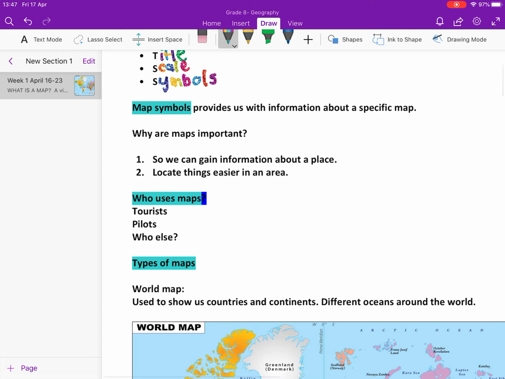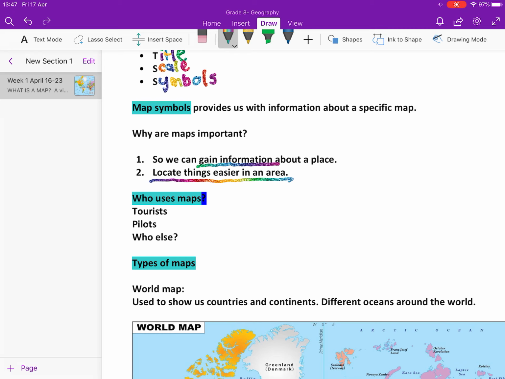Next point, why are maps important? We can gain information about a place. I don't know what can be found in my immediate environment and where all the shops or churches or schools are located, but if I look at a map of the area I'm living in, it will give me the information about that suburb or where I live. It helps us to locate things easier in an area.